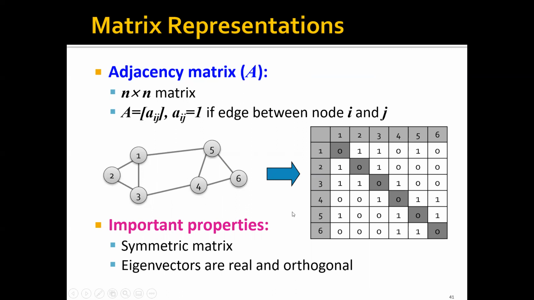Here are some important properties of adjacency matrices. The first one is that it's a symmetric matrix, because we're focusing on undirected graphs here. The second property is that the eigenvectors of this adjacency matrix are real, so all their elements are real numbers, and these eigenvectors are orthogonal to each other.